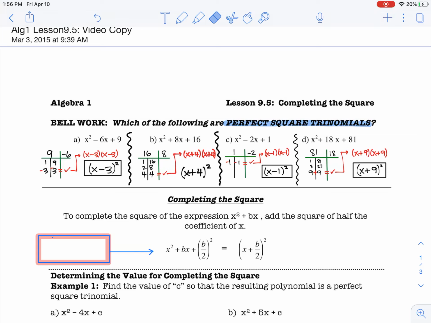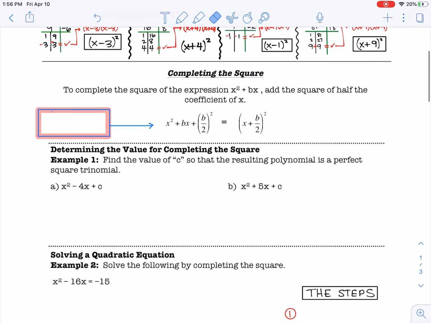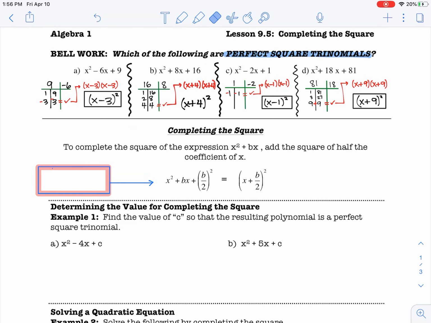All right, we return to lesson 9.5, which is our final way to solve a quadratic. And it's based a lot on patterns. So I've actually left this bell work piece filled in so we can analyze those patterns first. Then we can go through the steps of actually completing the square.